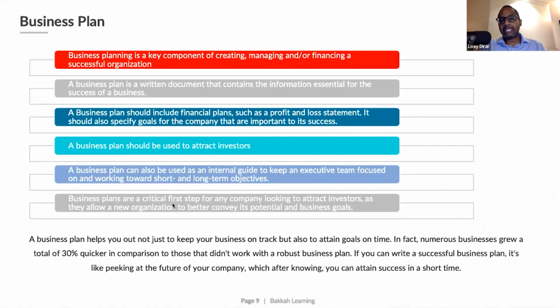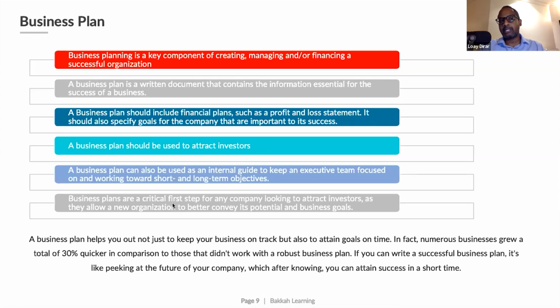Business planning is a key component of creating, managing, and/or financing a successful organization. This is something that we've already explained a couple of minutes ago. A business plan is a written document.